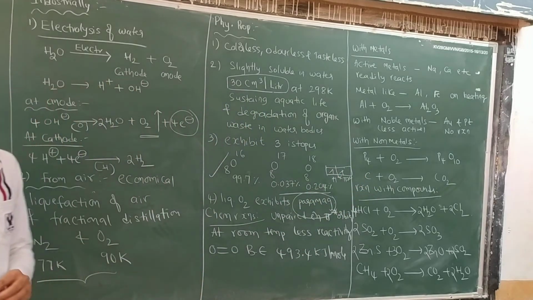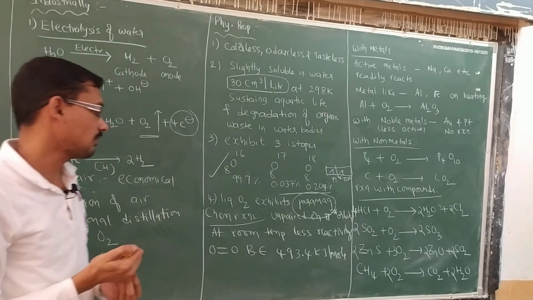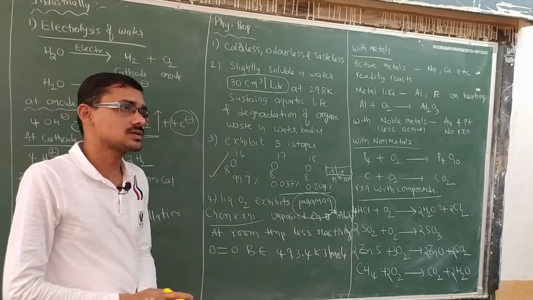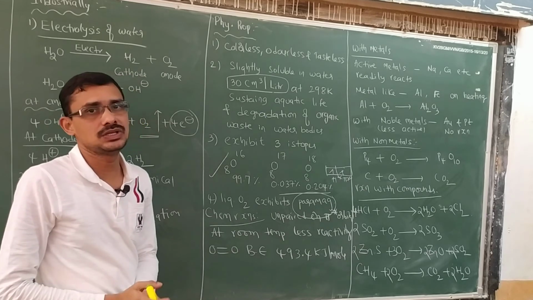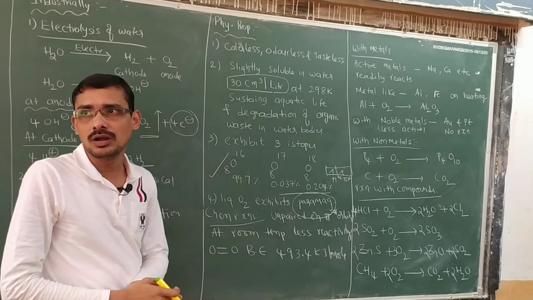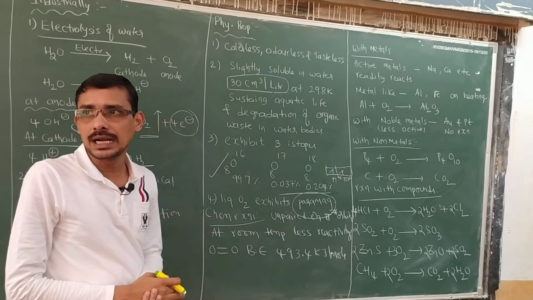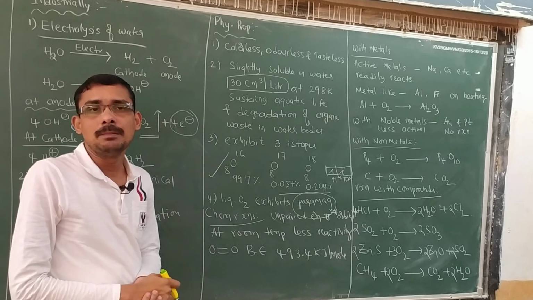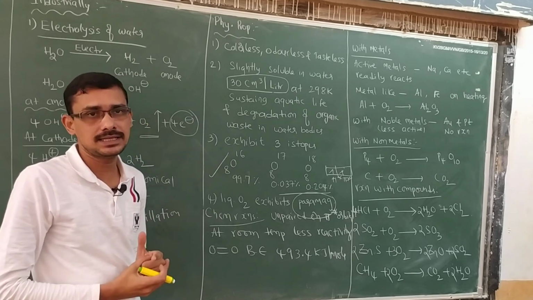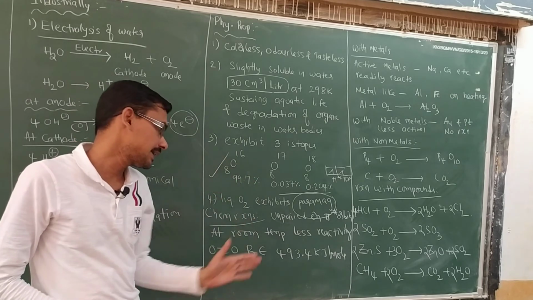Because of the unpaired electrons, they are exhibiting paramagnetism. If they ask the question, why is oxygen paramagnetic in nature? The reason is very simple. In oxygen, according to molecular orbital theory, there are unpaired electrons in the pi star orbitals. In anti-bonding, unpaired electrons are present. Therefore, that is the paramagnetic nature.